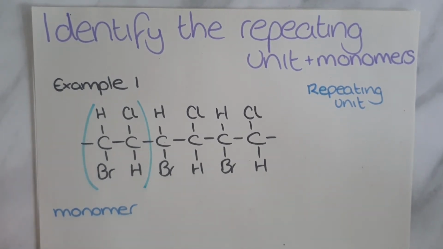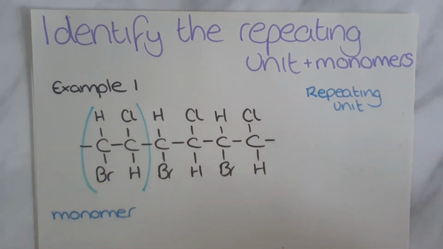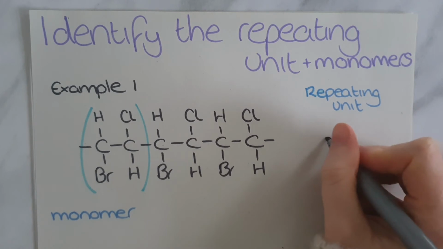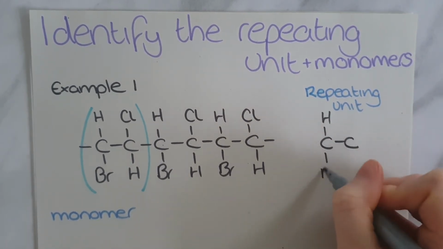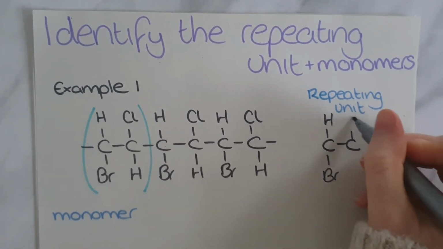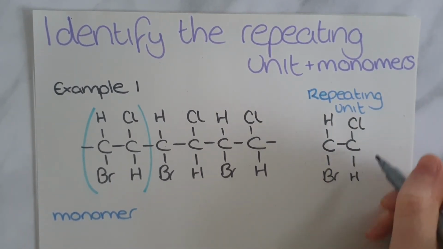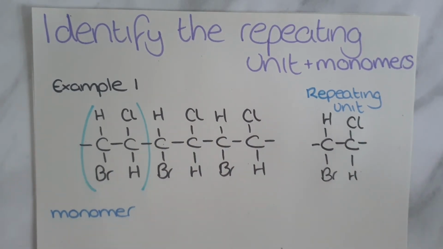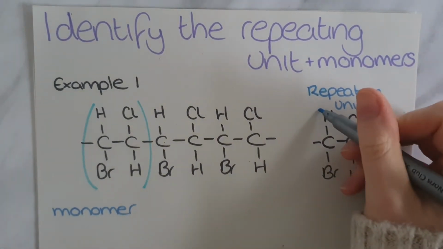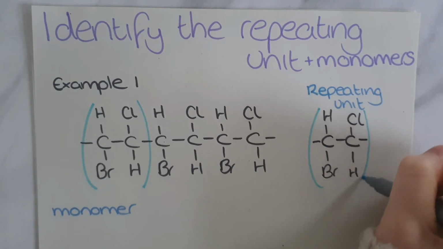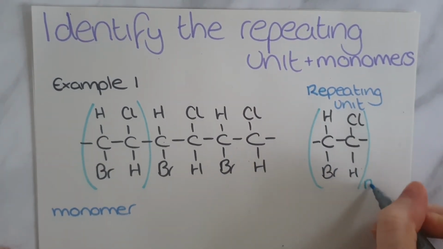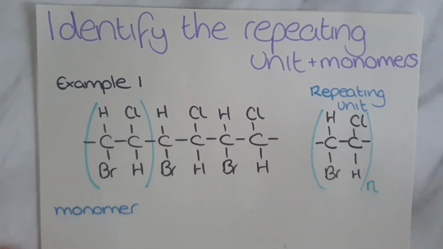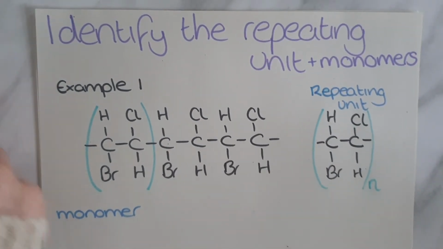You could be asked to circle it on a diagram, or you could be asked to draw the repeating unit. So if you just draw exactly what's in that circle, you have this. Repeating units have the side arms too. Normally when people redraw them, they might put them in brackets, but it's not needed. You might even see it with a wee n outside to show that it continues in the diagram.